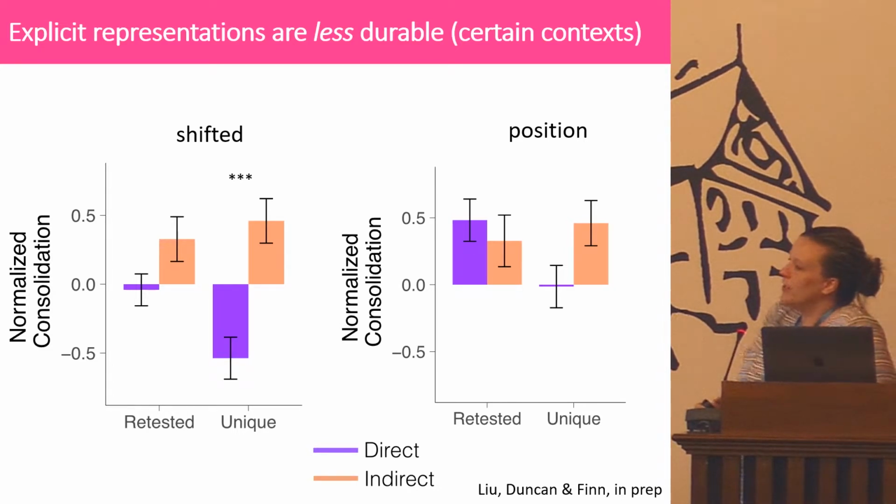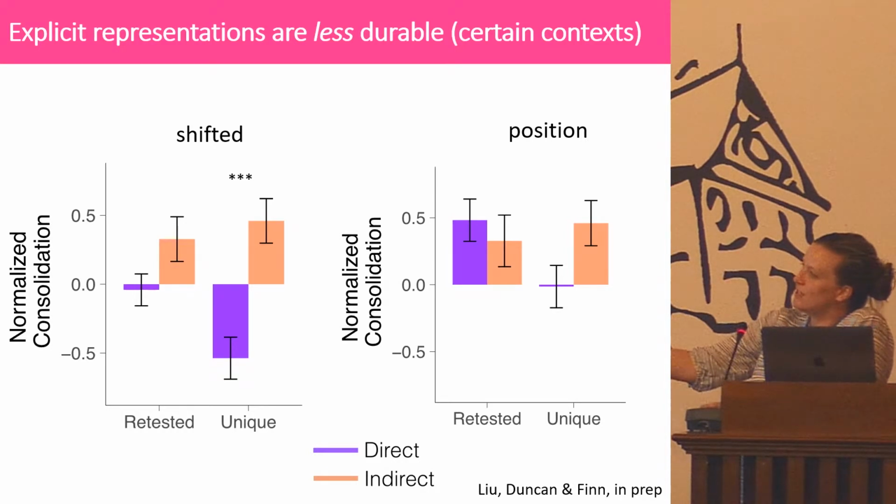And what I have shown you here in peach is the data for the indirect, and it's on both of these graphs. It's literally exactly the same data, right? I don't have shifted foils or position match foils for the indirect test. And then in purple, I'm showing you the direct information. And so what you see here is that for the shifted foils, on the retested information, there's not much decay, right? But compared to the indirect measure, it's not getting as much better.